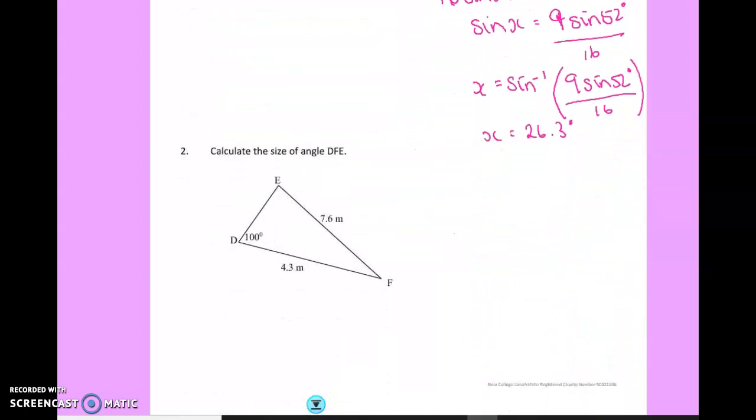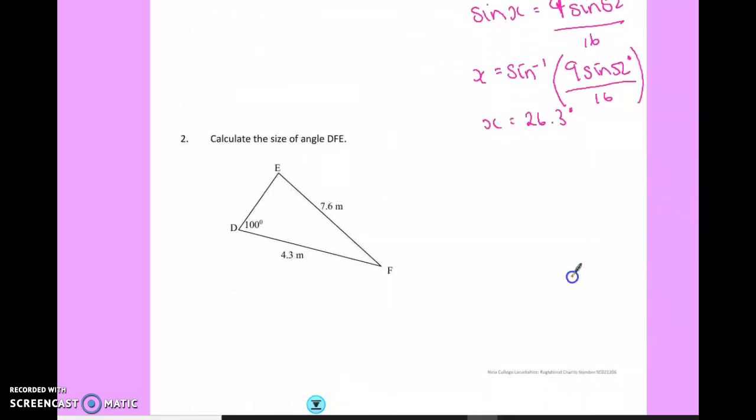Let's try the next one. I want to calculate the size of angle DFE. Again, the first thing you want to do is spot what angle it is that you're finding. So angle DFE, we go from D to F to E. So it's this one here. Okay, looking for our pairings then. That's the one we're trying to find. That's opposite this side here, which we don't know. Okay, we'll come back to that.